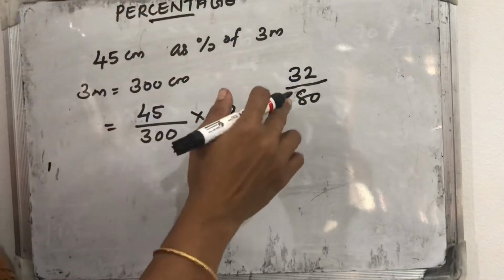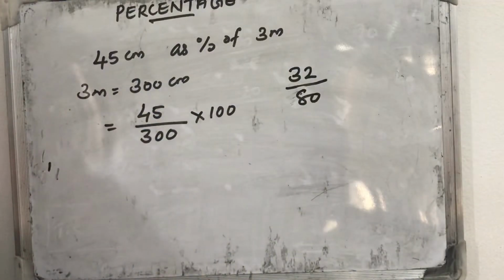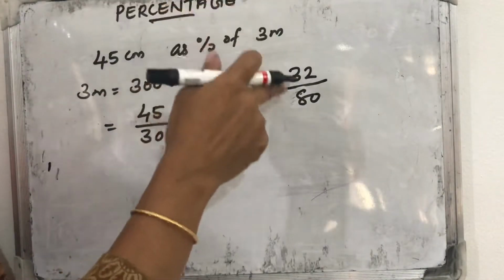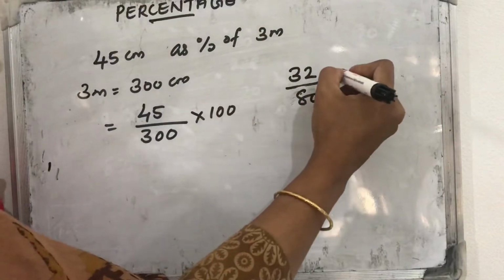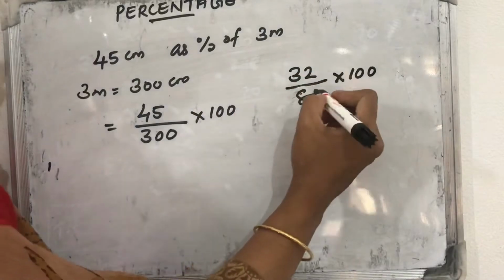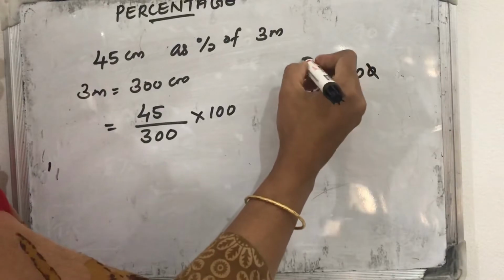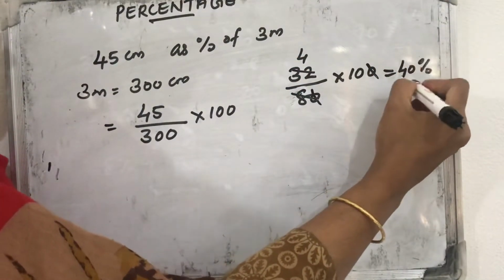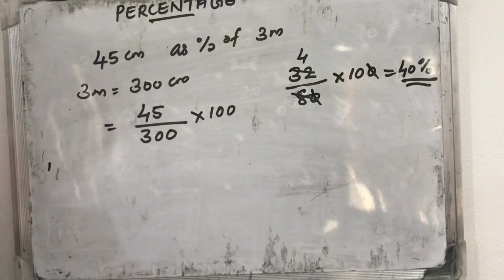So you got 32 marks out of 80. That is how much percentage? How will you calculate that? The first quantity is the mark you got, 32, and out of how much? Out of a total mark of 80. Then find its percentage by multiplying that with 100. Here we can cancel the zeros, and 32 by 8 is 4. Then your percentage is 40%. This way we can use percentage in different ways in our daily life.